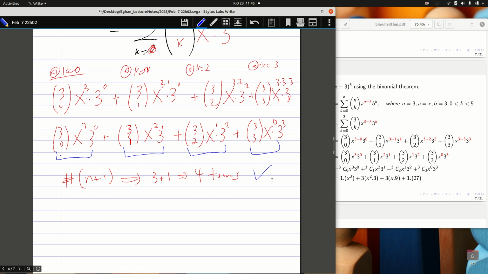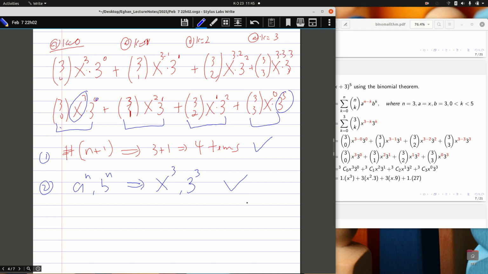The second thing is saying that my first term would always be to the power n, and my last term will also be to the power n. So let's verify that. The first term, my a is x to the power 3, my b is 3 to the power 3. It is from here. X to the power 3, because 3 to the power 0 is 1. X to the power 0, and have this. So this is also satisfied.